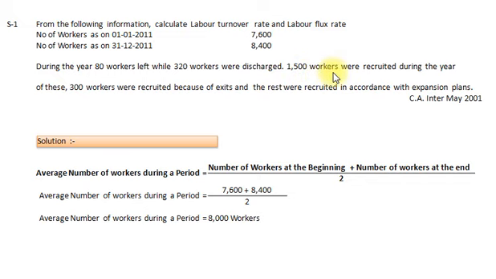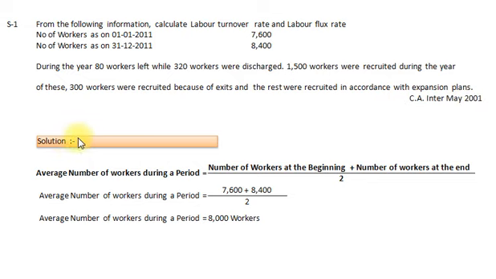1,500 workers were recruited during the year. Of these, 300 workers were recruited because of exits and the rest were recruited in accordance with expansion plans. This is from the CA Inter May 2001 examination.